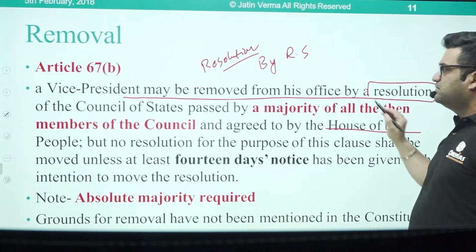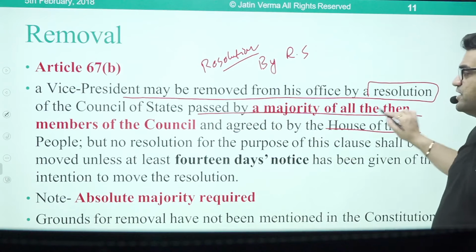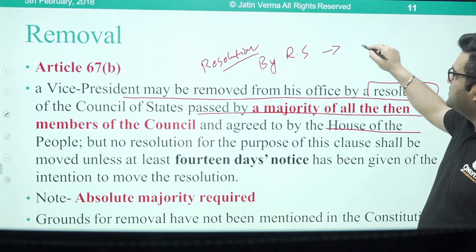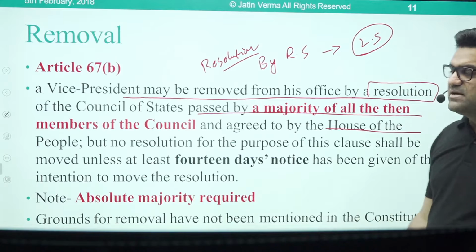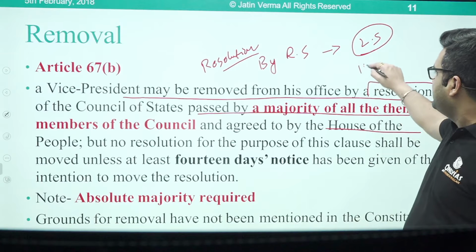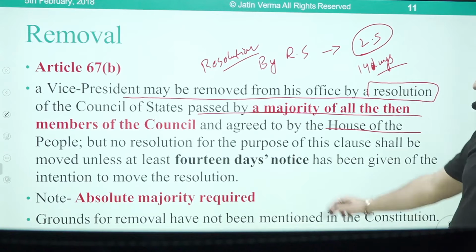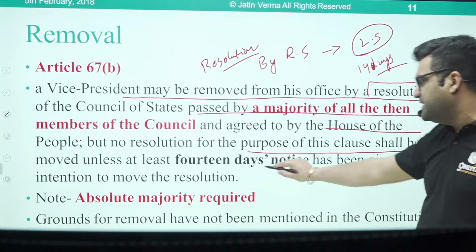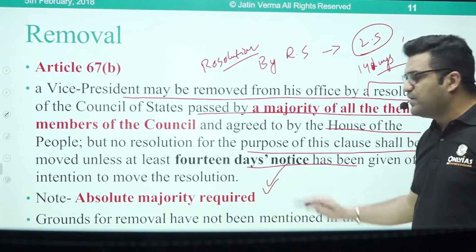Okay, so a resolution by Rajya Sabha, the Council of States, will be there, passed by a majority of all the members of Rajya Sabha, and then this will be sent to the Lok Sabha to be approved by the Lok Sabha. But again, like in the case of the president, 14 days notice is to be given. No resolution for the purpose of this clause shall be moved unless at least 14 days notice is given, and here also absolute majority is required.